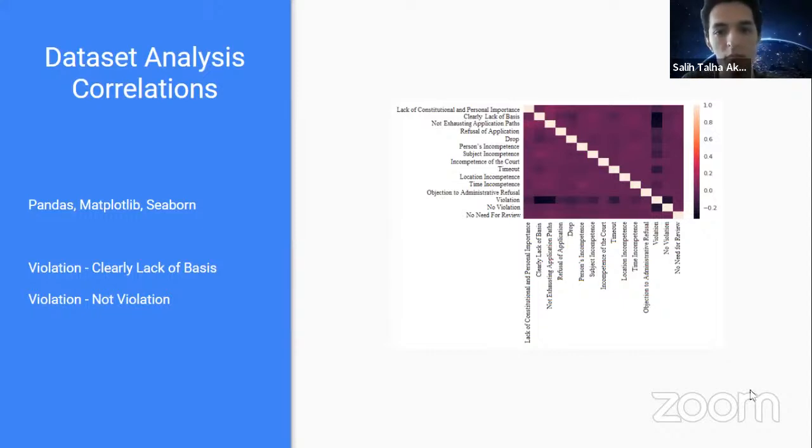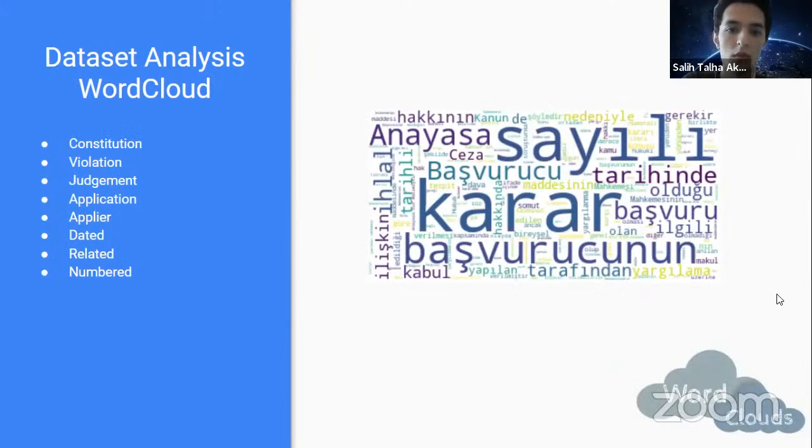Next slide, please. So we have also made a WordCloud. A WordCloud is a visualization technique that shows the most important words of a given corpus. We have created a WordCloud from the whole dataset, and here are the results. When translated into English, these words correspond to words like constitution, violation, judgment, application, applicant, and dated, related, numbered, etc. Next slide, please.